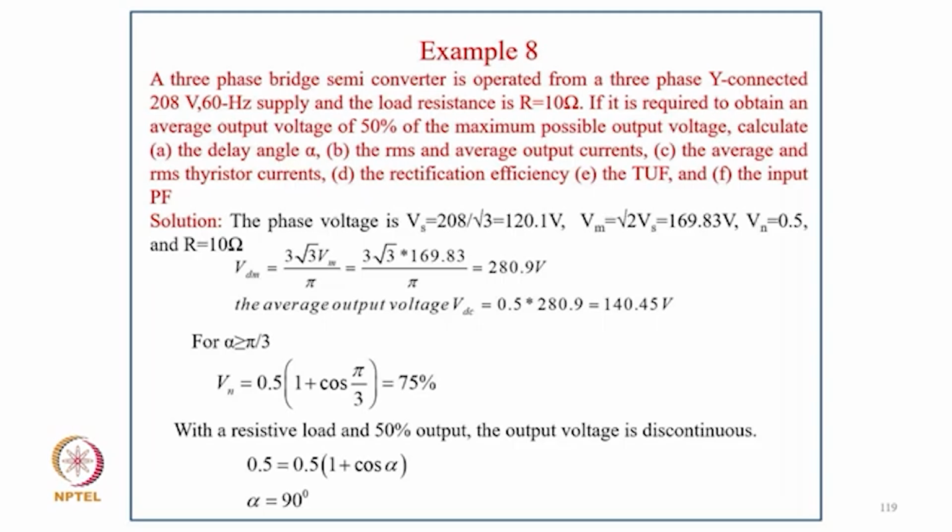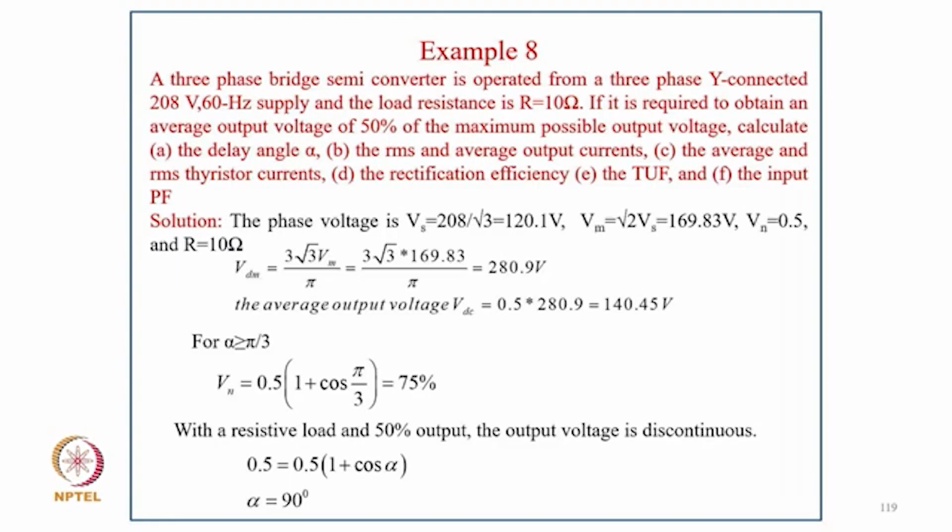Coming to example 8, a 3-phase bridge semi-converter is operated from a 3-phase star connected 208 volt 60 Hz supply with the load resistance R equal to 10 ohm, and it is required to obtain average output voltage of 50% of maximum possible output voltage. Calculate the delay angle alpha, the RMS and average output current, the average and RMS thyristor current, and the rectification efficiency, transformer utilization, and input power factor.